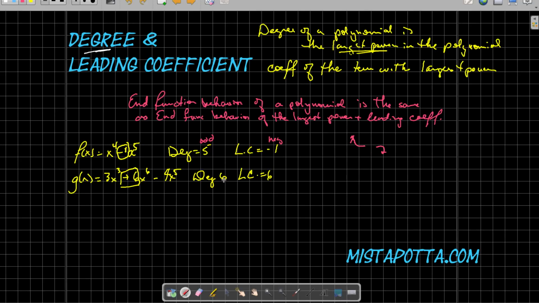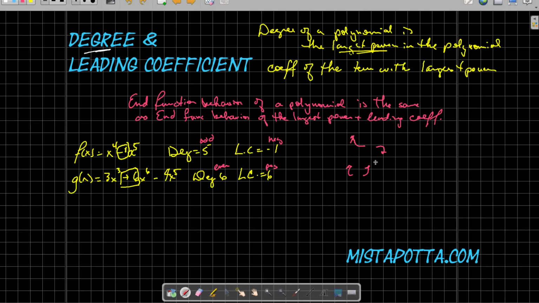Here, my degree is 6, so it's going to be an even function. My lead coefficient is 6. So because this is even and this is positive, my end function behavior is going to be up and up. And of course, things are going to happen in between. I could have waves, I could have humps, any of that can happen.